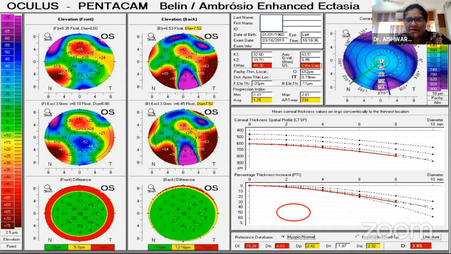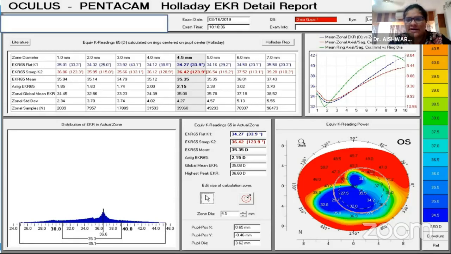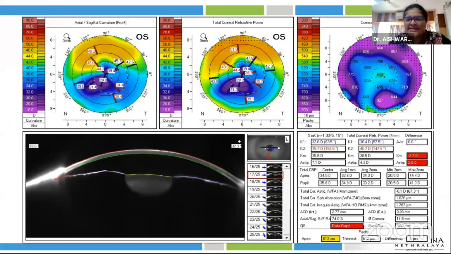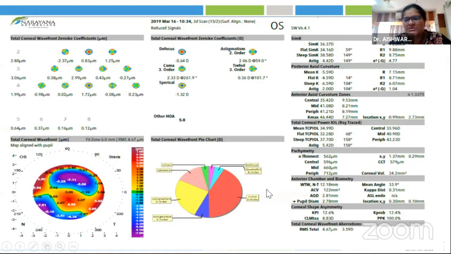The patient's Belin-Ambrosio scan ectasia D value was 3.85, which was very high for the left eye. And in the left eye again, if you see how the EKR has started from 1.85 at 1 millimeter zone and increased up to 2.15, and it was fairly distributed from around 25 to around 45 diopters over here in the actual zone. So this is how the left eye presented, and with all these scans, we did more and more scans. Even in OPD scan, we found that the pupil diameter was around 2.76, but in the left eye, the coma order was very much increased.